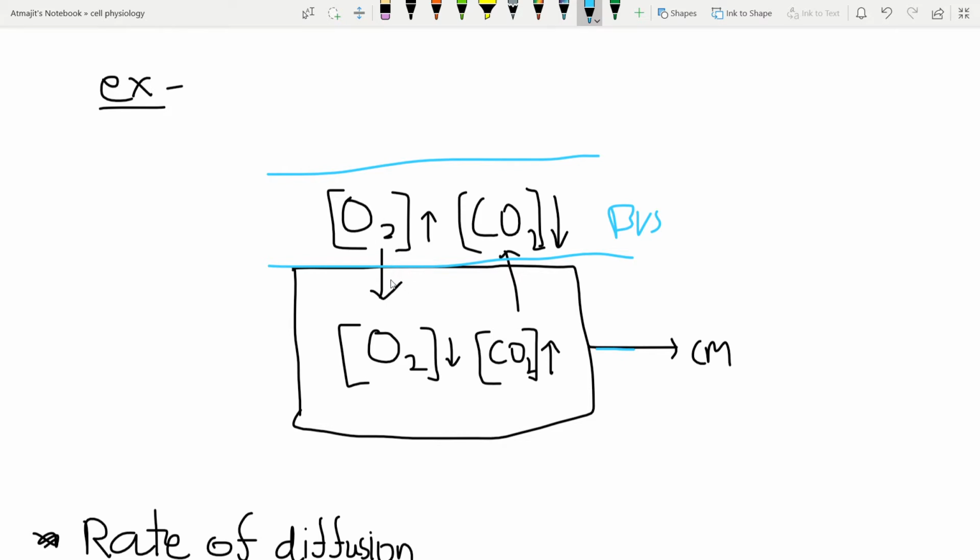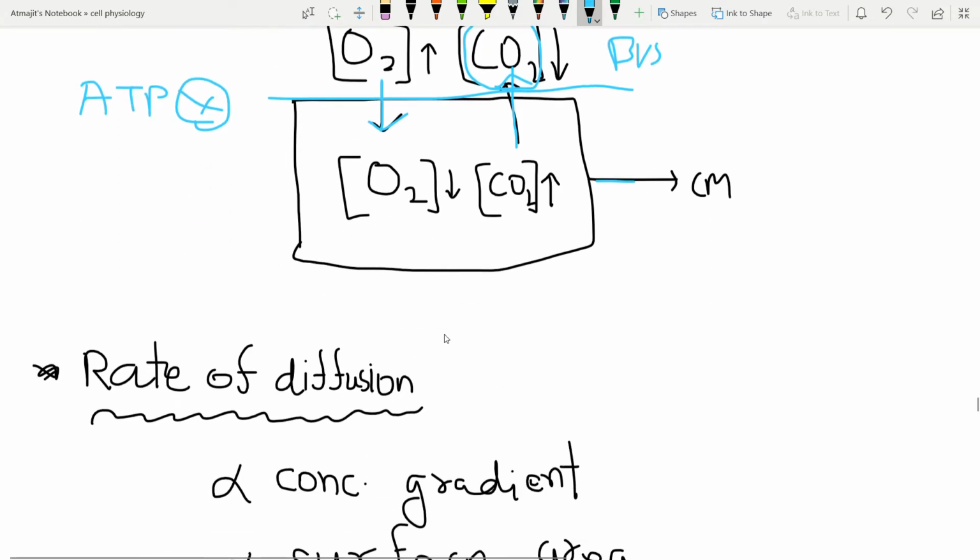So oxygen will move from outside to the inside of the cell. But the concentration of carbon dioxide is very high inside the cell due to metabolic process, and carbon dioxide is very low outside the cell. So the carbon dioxide goes out of the cell. This occurs by simple diffusion. It does not need any energy or any ATP for this process.